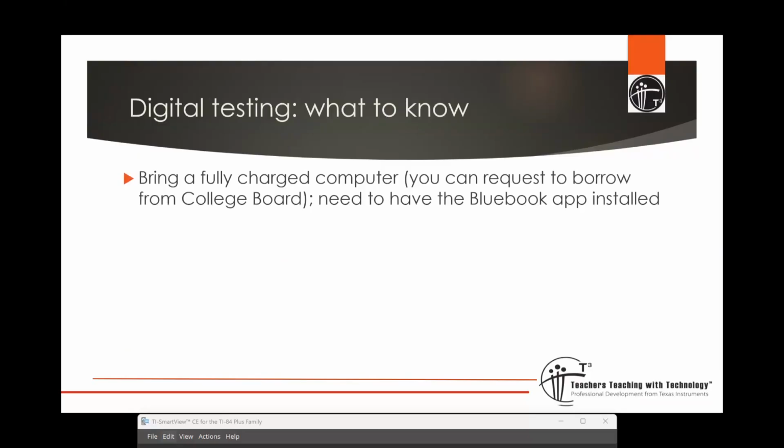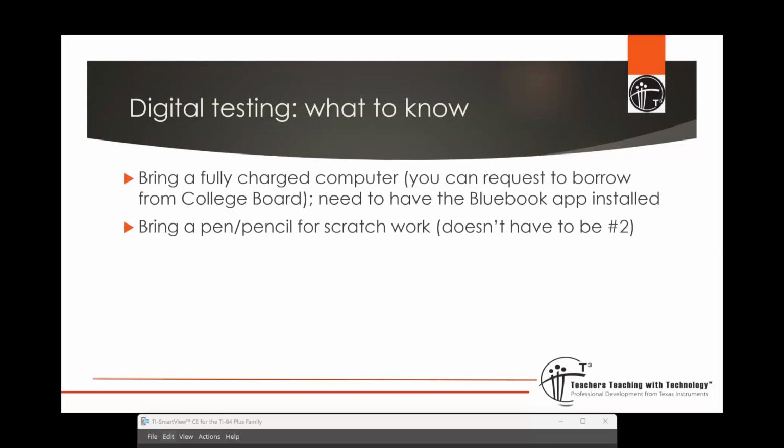Okay. So as far as some things to know, it's now digital, so students will need to be prepared for that. They will need to bring a fully charged computer or laptop device. You are allowed to request one from College Board. I'm not exactly sure how that works, but they would provide you with one. And they need to have the Blue Book app installed on their device. That's something they really need to come in having prepared for, and it might be new to them. This is the same Blue Book app that you can use for PSAT and AP exams and all of that, I think. Yeah, they're all coming through that same portal, but they'll need to have that downloaded.